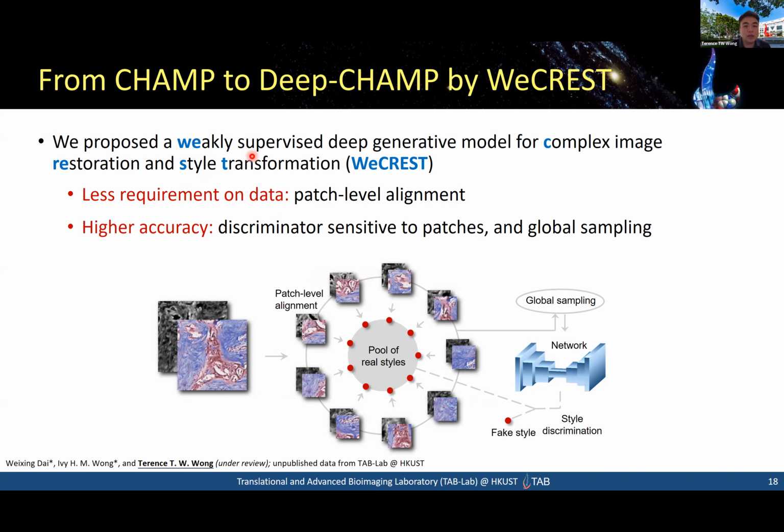So we propose a weakly supervised deep generative model for complex image restoration. I want to emphasize complex image restoration, because for easy tissue structures, CycleGAN seems to go very well, but for complicated structures, it doesn't. So we really have to have a separate technology or algorithm to address this kind of issue, one that requires less data alignment, but at the end also provides much higher accuracy.